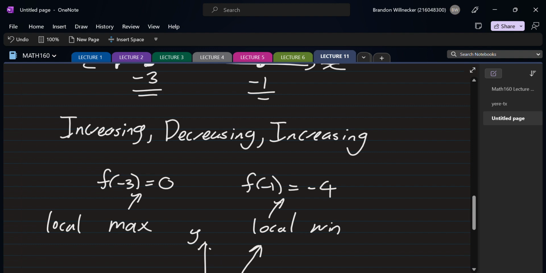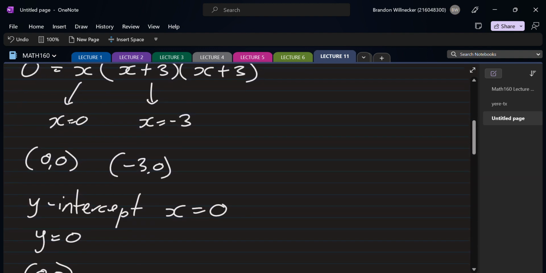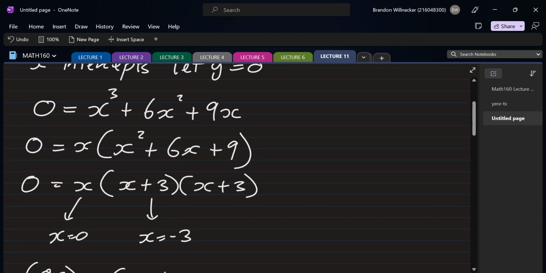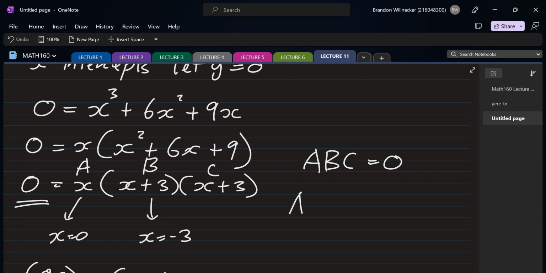Okay, yes. Sure. How far? Oh, so that's just from setting each of these terms to 0. So here we could call this A, B, C. If we have the product of things being equal to 0, then each of them could be 0. So A times B times C equals 0. A could be 0, B could be 0, or C could be 0.